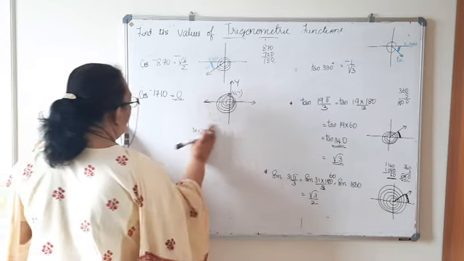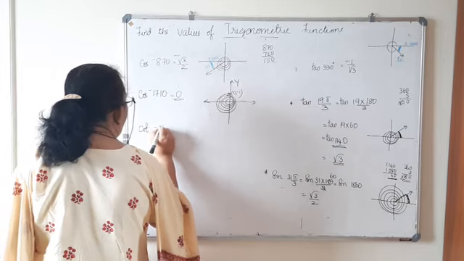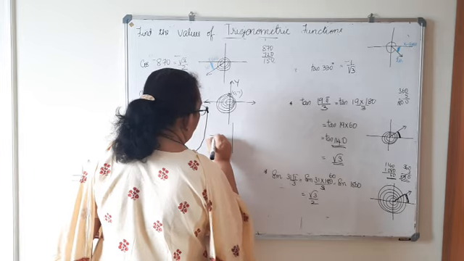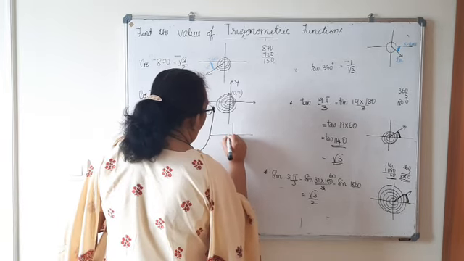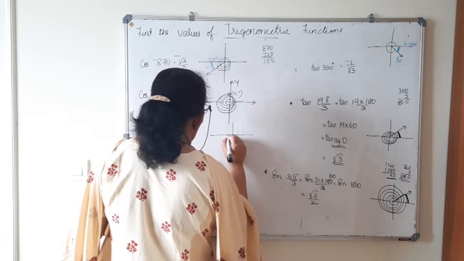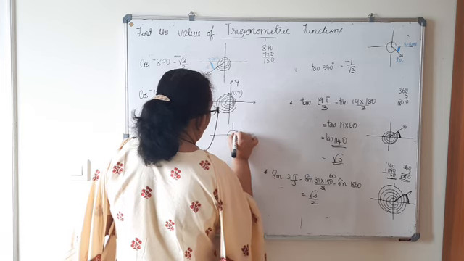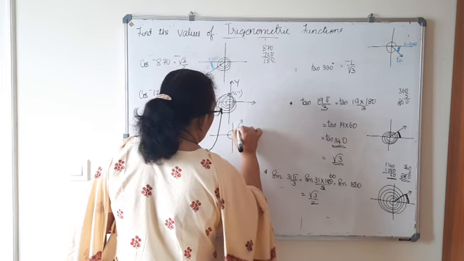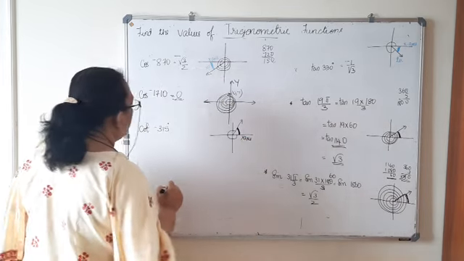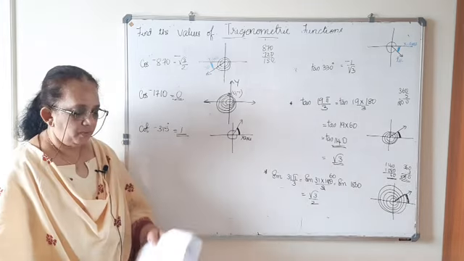Cot minus 315 degrees. 180, 270, 270 plus 45. So this angle between the x-axis and the terminal side, that is cot 45. Cot 45 is equal to 1 because it is in the first quadrant, it is positive.